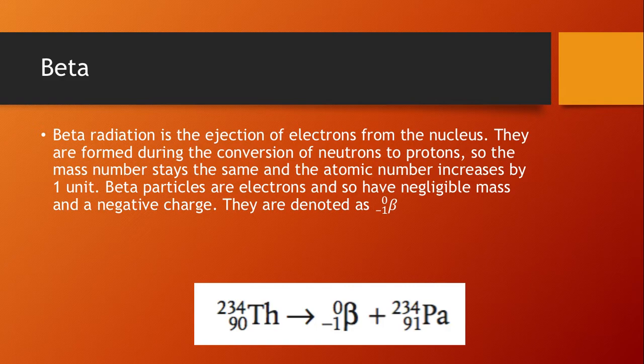So again, here's our example. We could take a thorium atom. It can undergo nuclear decay and release a beta particle. We will see that the mass did not change. It is still 234, but the atomic number increased by 1, and thorium changed into Pa, which is protactinium.